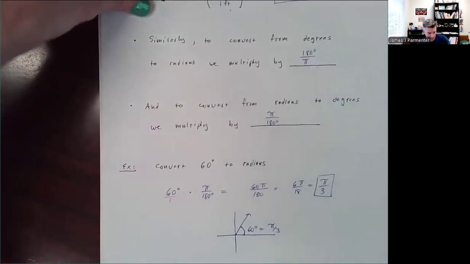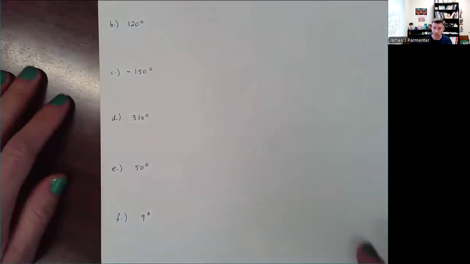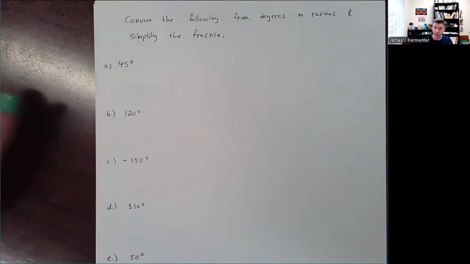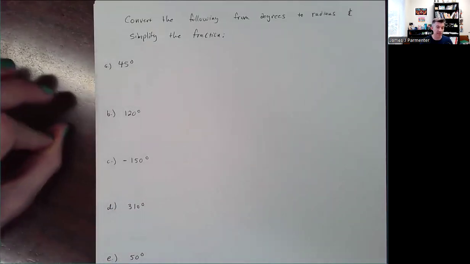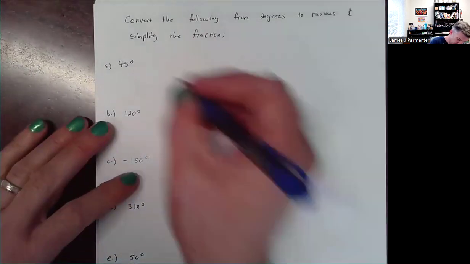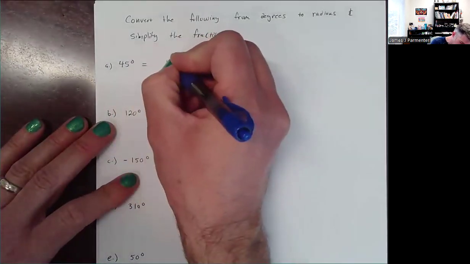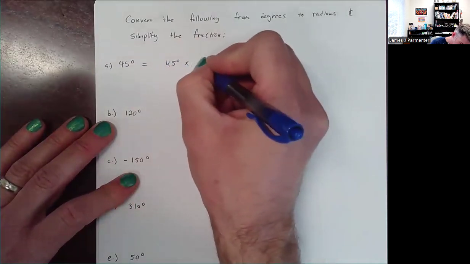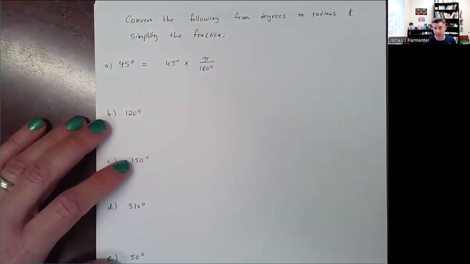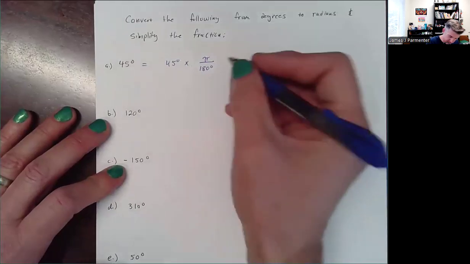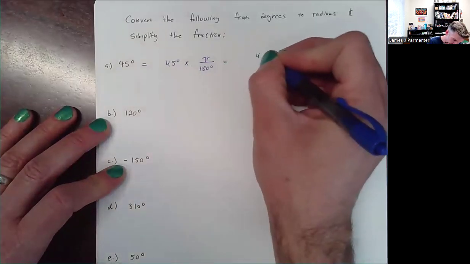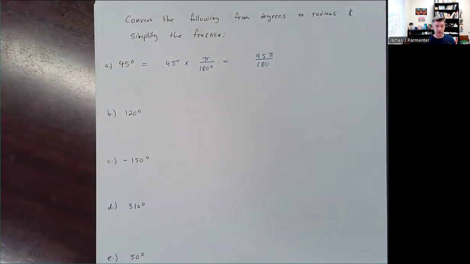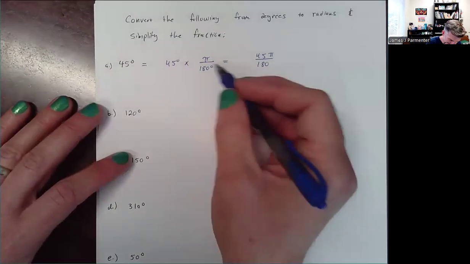Cool. So let's do some more conversions. We're going to convert the following angles from degrees to radians, and we're going to simplify the fractions as much as possible. The first step is always just to multiply our angle in degrees by pi divided by 180. I don't think you need to write 45 over 1, but you can. What's going to happen here is you're going to get 45 times pi over 180. Degrees cancel. Now it's a measure in radians. And then we're going to reduce that fraction.